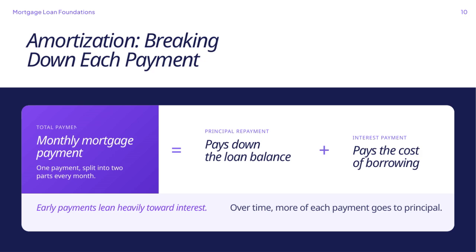This process of breaking down each payment into interest and principal is called amortization. Understanding this helps you see how your mortgage balance gradually decreases throughout the life of your loan.